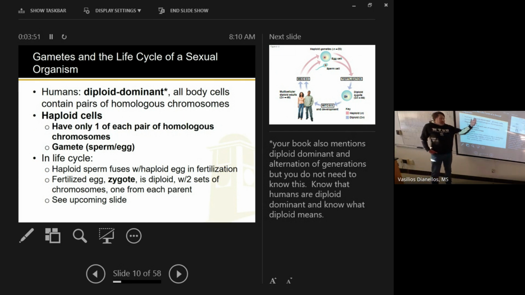Definitely know the difference between diploid and haploid. Definitely know that humans are diploid dominant, meaning almost all of our cells have the entire set of chromosomes. Definitely know that the exception to that is our gametes, our sperm and our egg, which have half of our chromosomes, right? Only one pair. And know when they come together in fertilization, it produces a diploid zygote. There would definitely be test questions about a lot of this information.